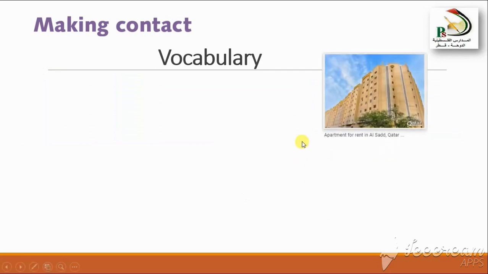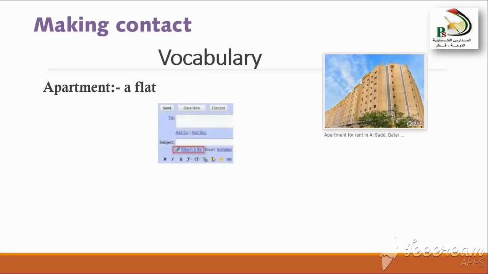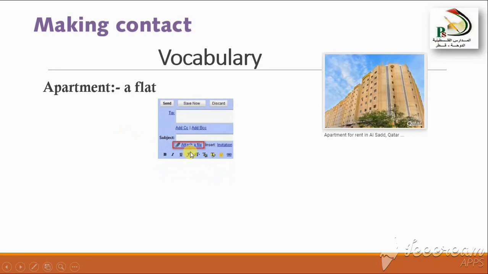The first one was apartment. In Qatar, you have seen so many apartments. In fact, this is a picture I took from Al-Sad, and you can see so many flats available over here. It is called an apartment. So you have 2-bed hall kitchen, 3-bed hall kitchen, according to your needs, according to your demands, you can find a beautiful apartment.